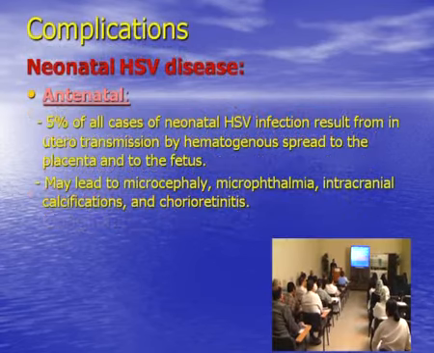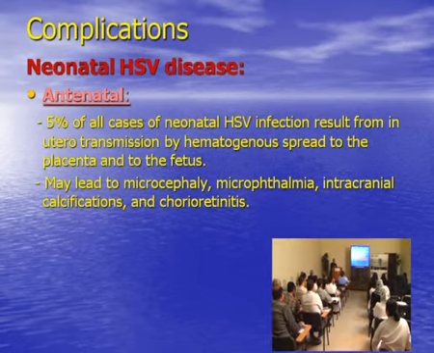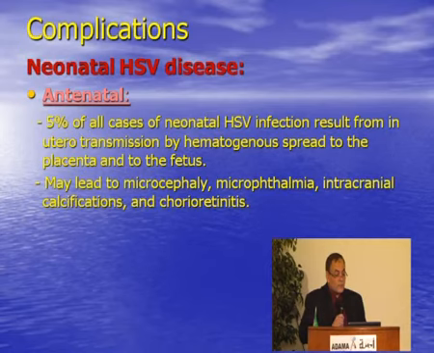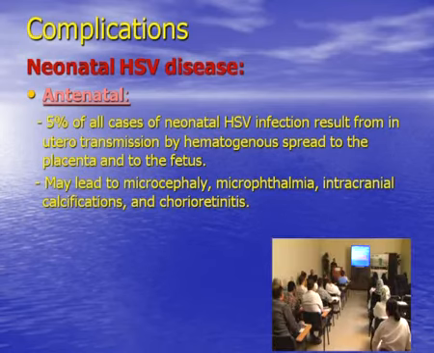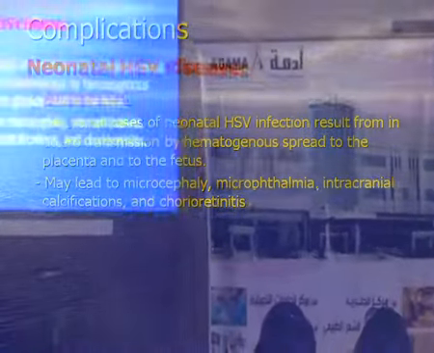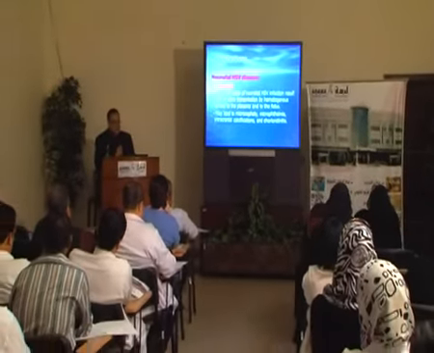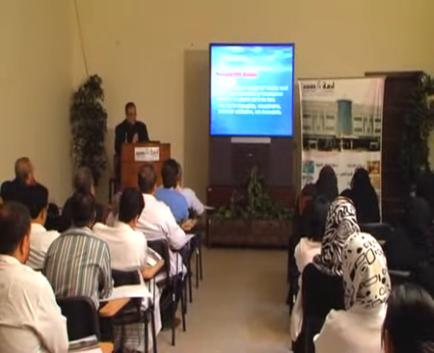Neonatal herpes simplex virus disease. As we said before, there is antenatal, at the time of labor, and postnatal. Antenatal: 5% of all cases of neonatal herpes simplex infection result from in utero transmission by hematogenous spread to the placenta and to the fetus. This may lead to microcephaly, microphthalmia, intracranial calcification, and chorioretinitis.